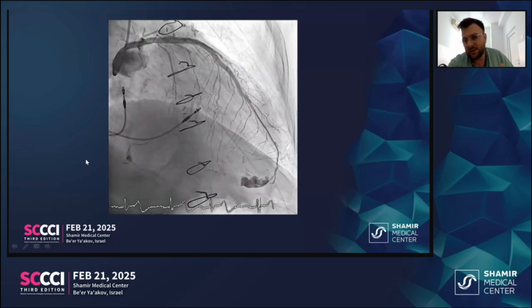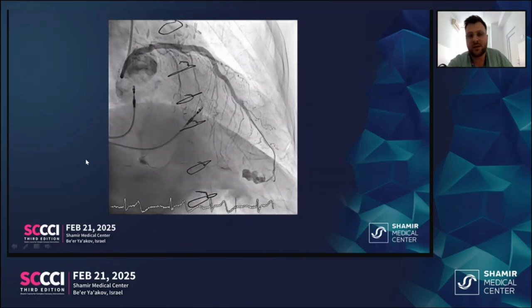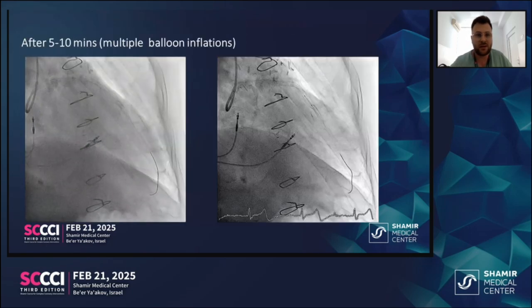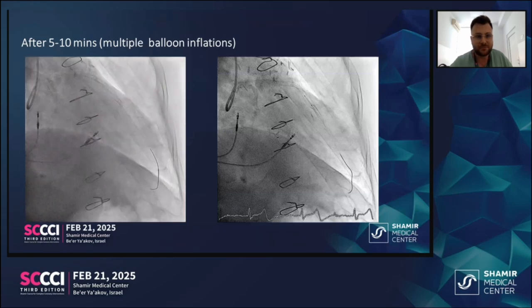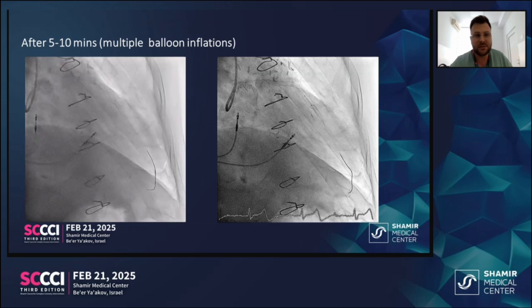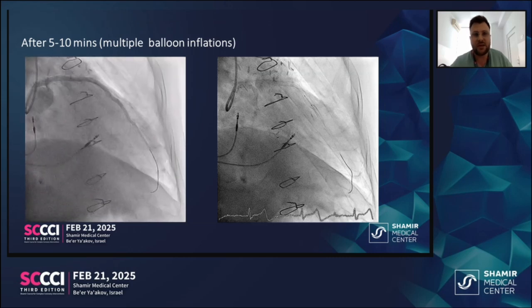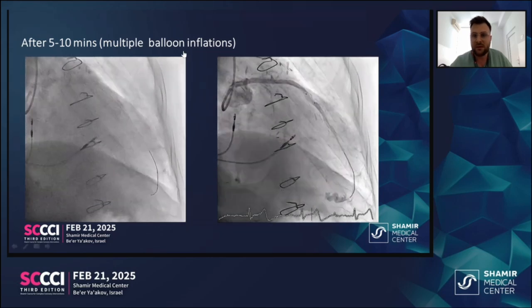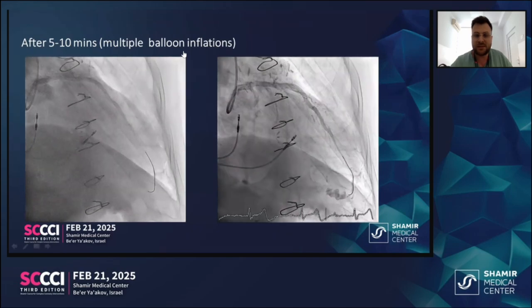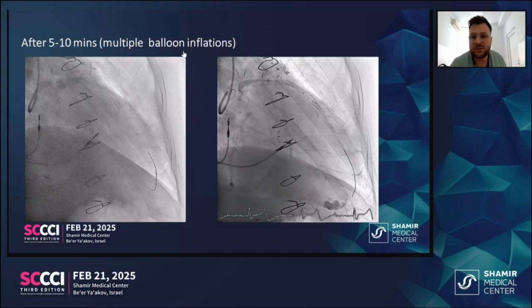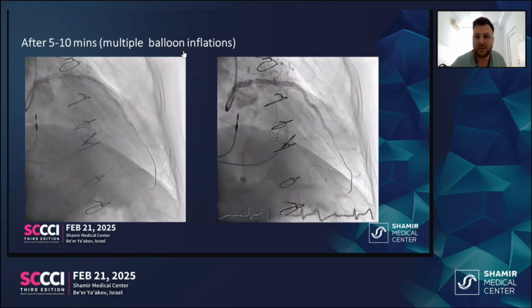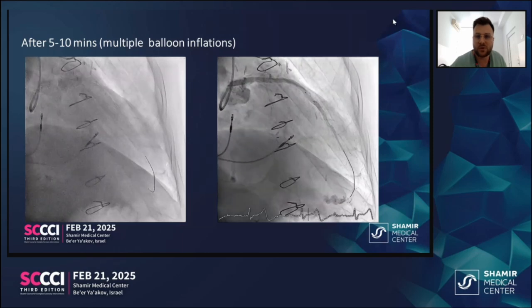And that was our question: how can we diagnose where the spilling is? I'm just going to go on with a case because I want to show you that. As I told you, we did multiple inflations many times. We stayed there almost half an hour, and you can see that after half an hour of ballooning, the spilling is the same. So you cannot actually balloon-tamponade a coronary cavity perforation, because the flow is always there.